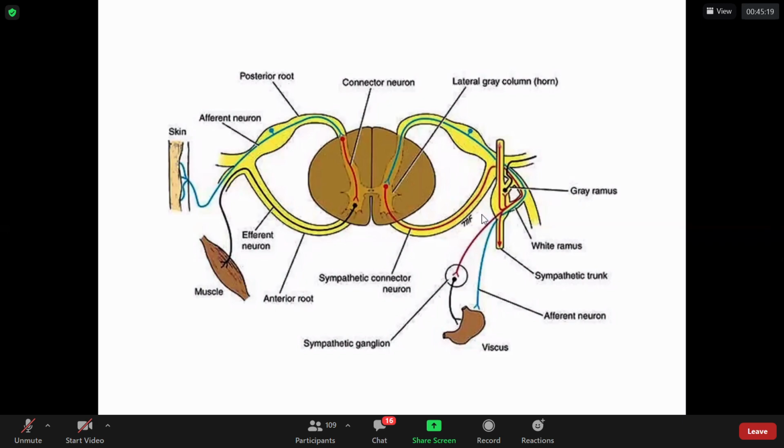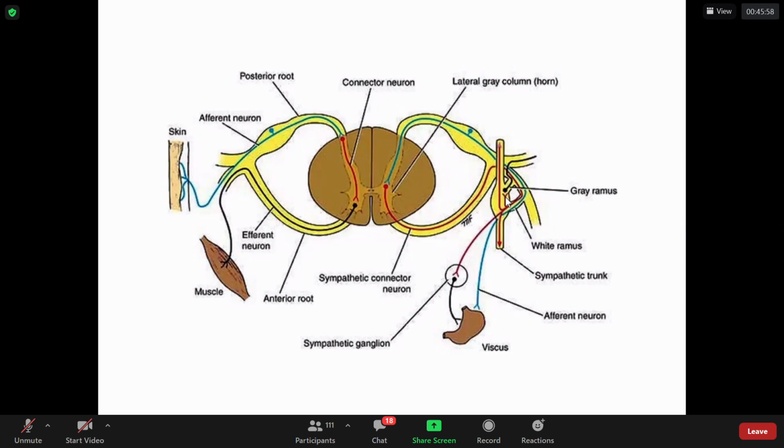How is it formed? You see, starting from here, the lateral horn. The cell body is located in the lateral horn. The axon is coming out, and it is taking the help of the anterior root of the spinal nerve, and through it is passing to the trunk. Then it is passing to the ventral ramus, and through this white ramus communicans it goes into a ganglion that is located close to the ventral ramus.